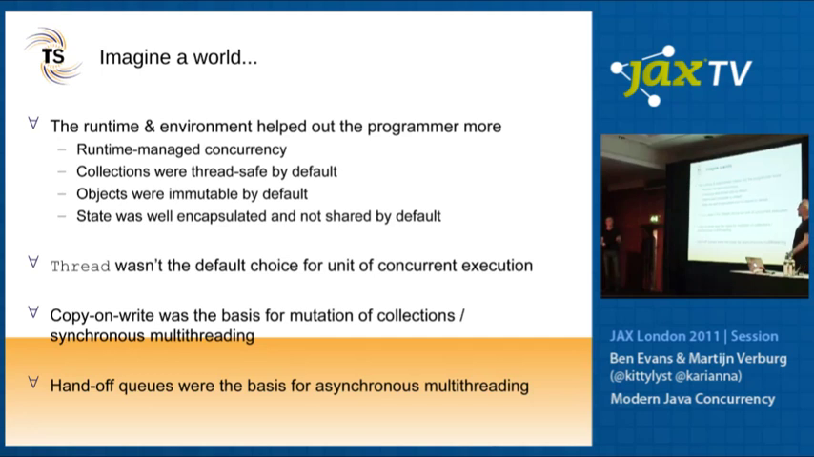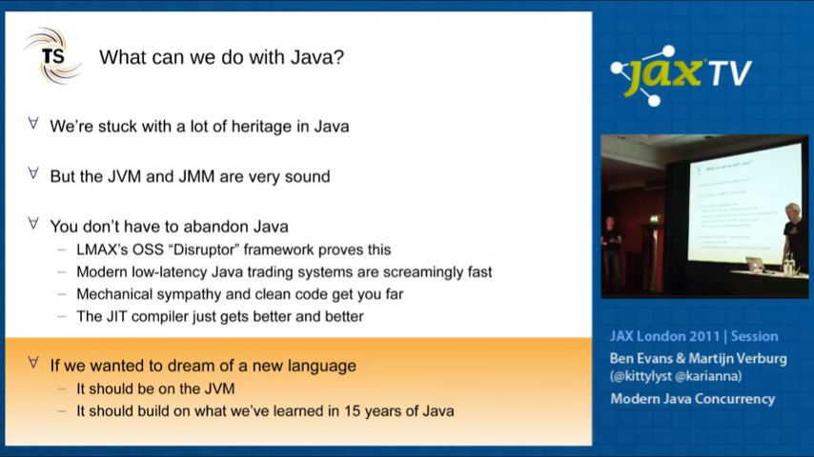The runtime, imagine if the runtime was able to help you out more. Imagine we were able to reach true runtime managed concurrency, and the collections were thread safe by default. And what if thread wasn't the default choice for a unit of concurrent execution? If you think about it, thread is not a great choice of a high-level primitive. It's a very low-level primitive. In some senses, it's like the assembly language of concurrent programming. And there are other models which could be used, but there's probably, unfortunately, not much we can do with Java. We're stuck with a lot of heritage.